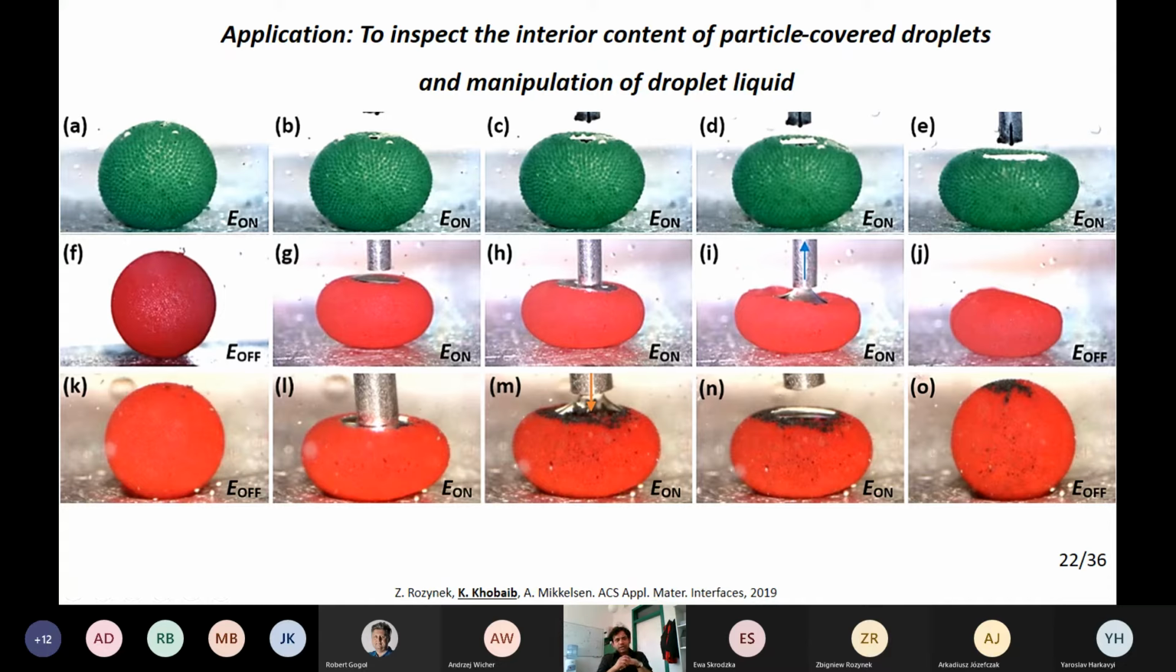Now I want to move to the next part of my talk, which is droplet deformation in a non-uniform electric field. The idea of this research project comes from here. Seeing the deformation of the droplet in a non-uniform electric field, we went through some literature survey. We didn't find much work on the deformation of the particle-covered droplet in a non-uniform electric field. Then we started studying it more deeply.